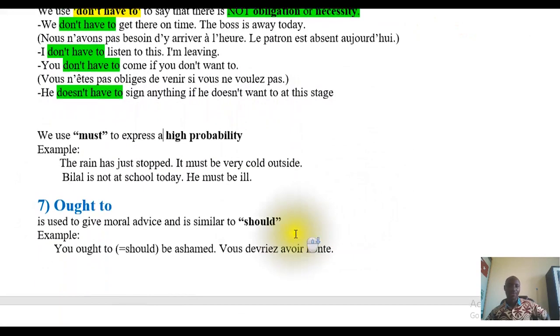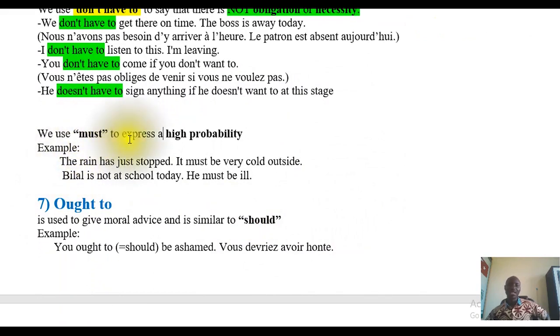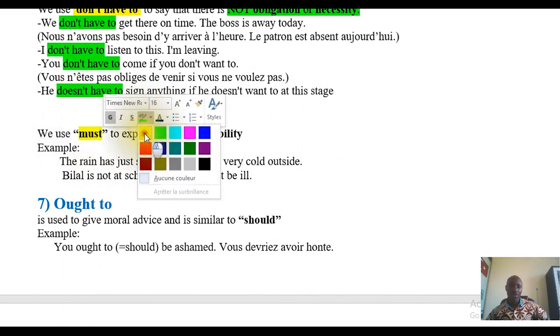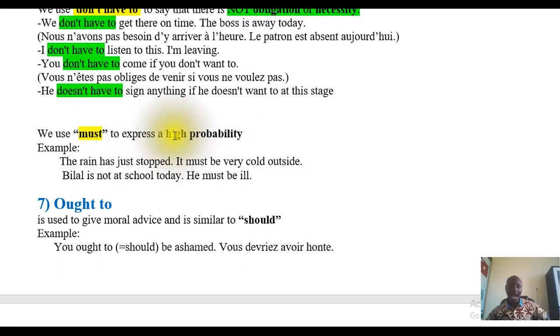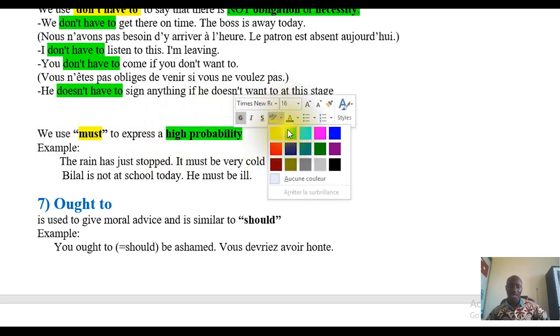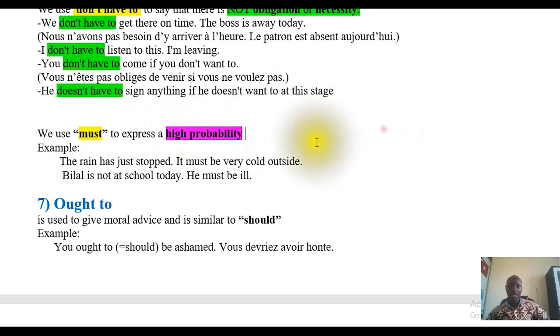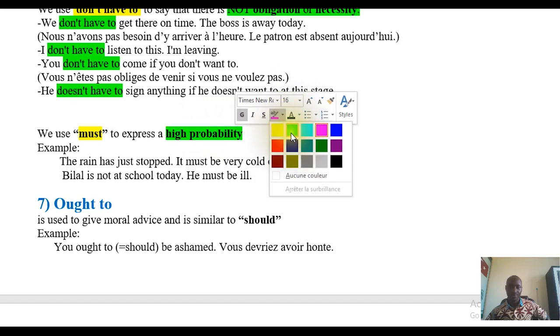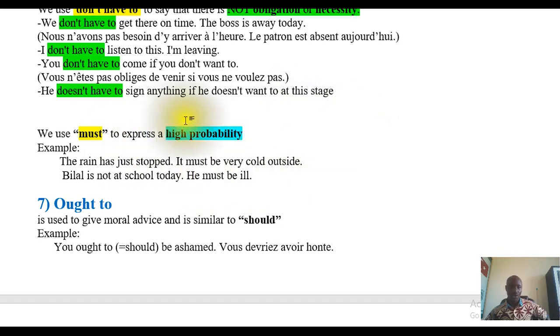Okay, we use must also, to express a high probability. If you want to express a high probability, you can use must.